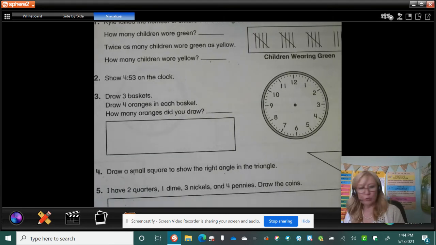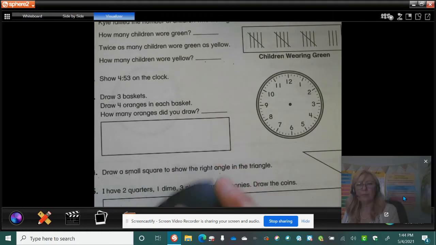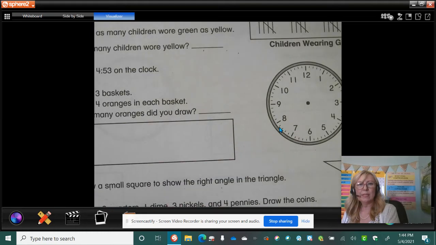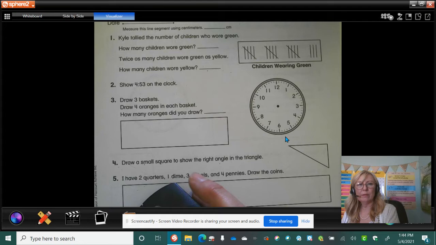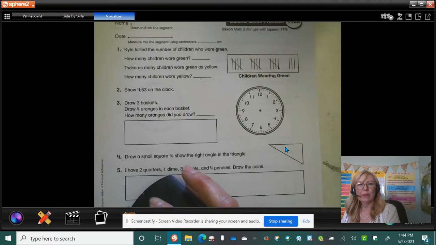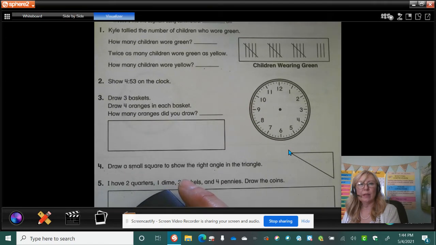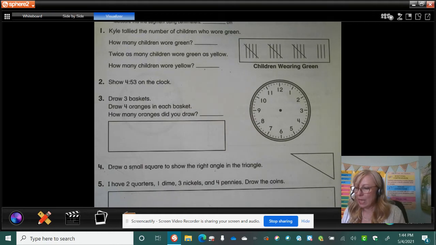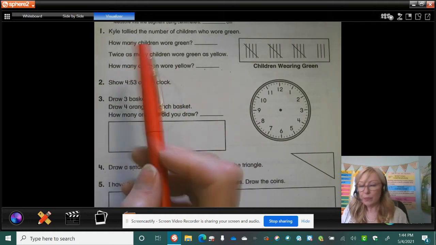All right, I better shrink down my screen here because we can't see all of the problems. Let's see. Oops, wrong way. All right, let's look at number 1. I'll read it to you.